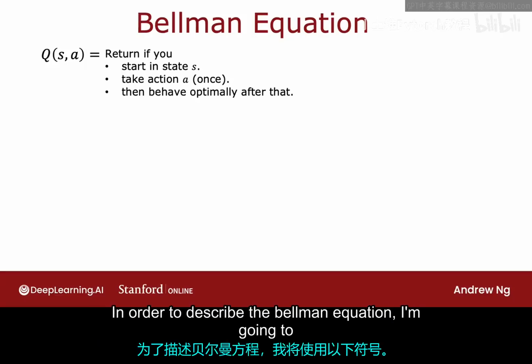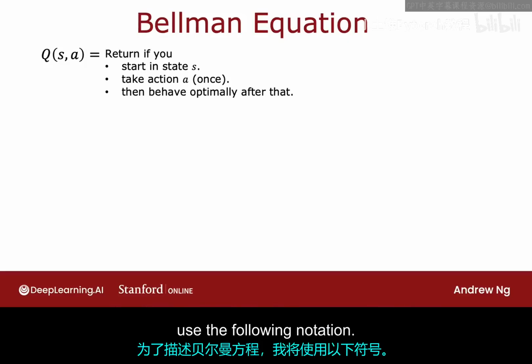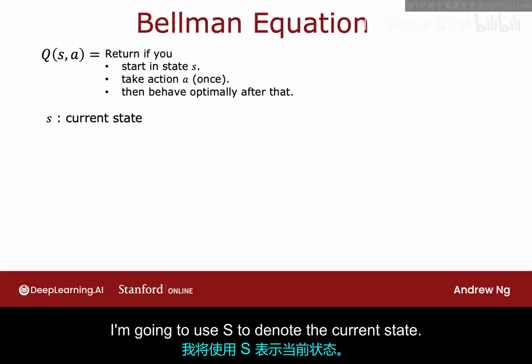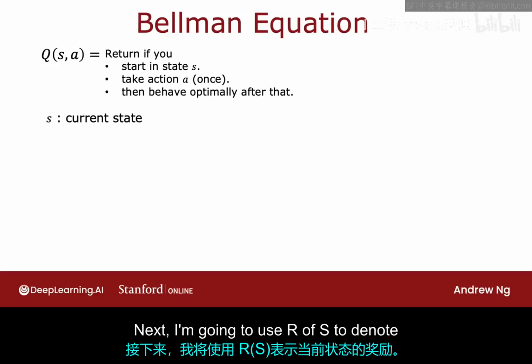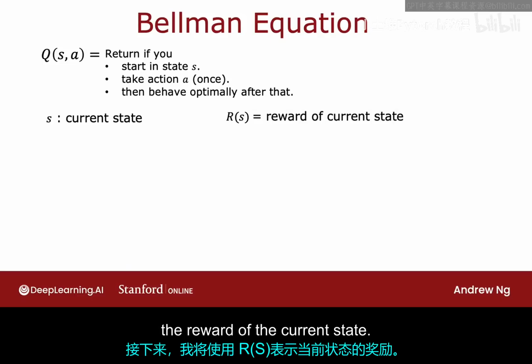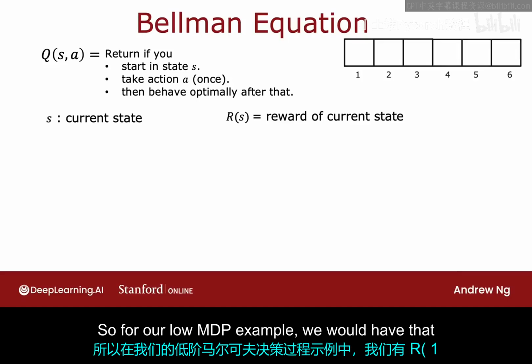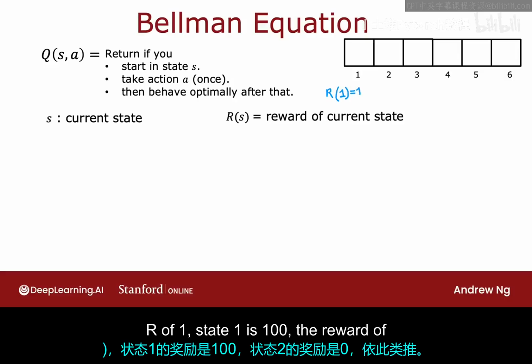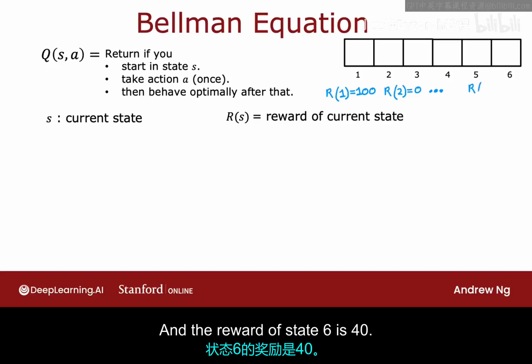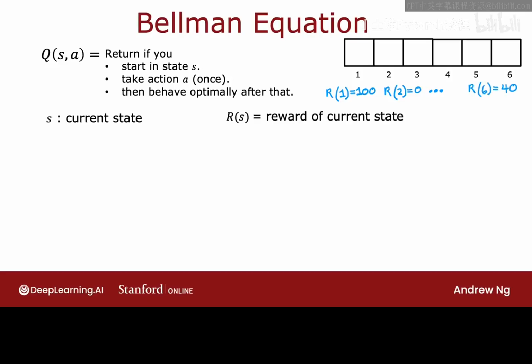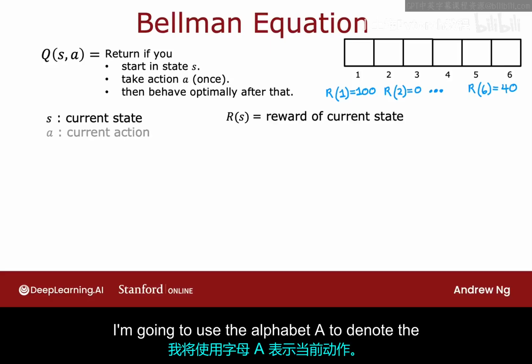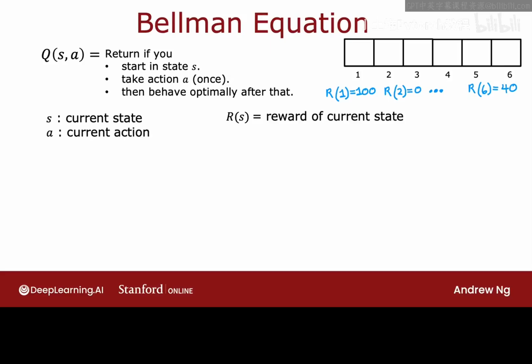In order to describe the Bellman equation, I'm going to use the following notation. I'm going to use S to denote the current state. Next, I'm going to use R of S to denote the reward of the current state. So for our little MDP example, we would have that R of state 1 is 100, the reward of state 2 is 0, and so on, and the reward of state 6 is 40. I'm going to use the letter A to denote the current action, so the action that you take in the state S.